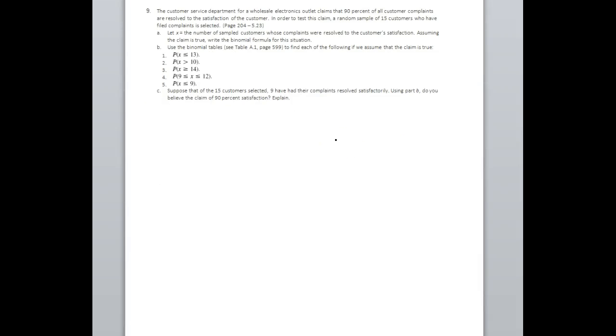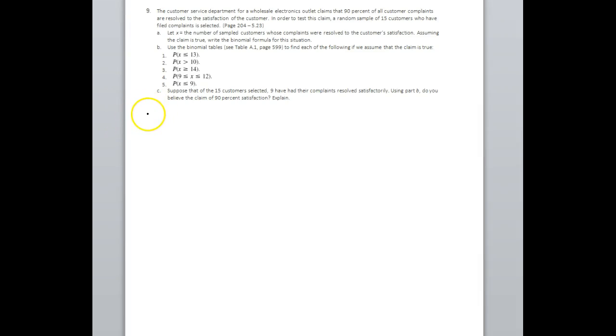All right, number 9. The customer service department for a wholesale electronics outlet claims that 90% of all customer complaints are resolved to satisfaction of the customer. In order to test this claim, a random sample of 15 customers who have filed complaints is selected. This is problem 5.23 on page 204. A. Let X equal the number of sampled customers whose complaints were resolved to the customer's satisfaction. Assuming the claim is true, write the binomial formula for this situation.